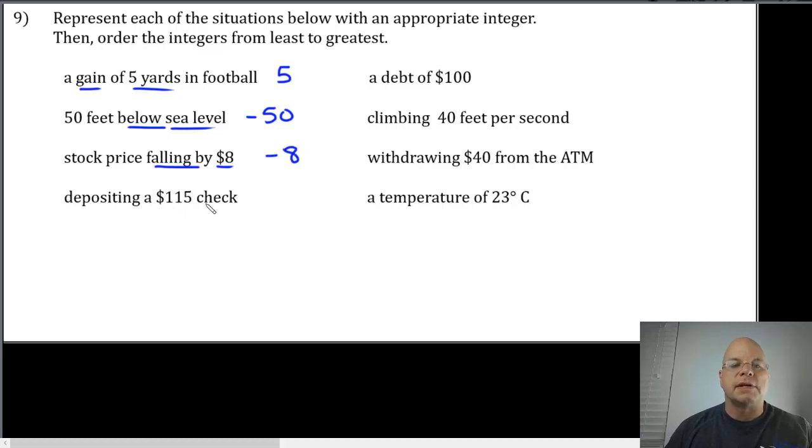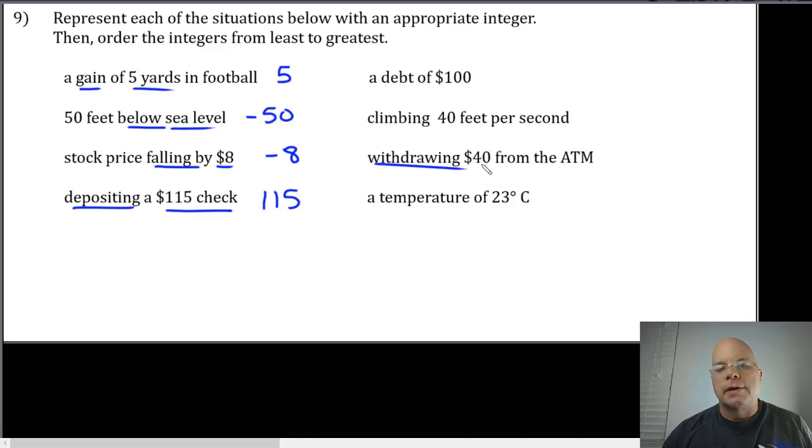Depositing a $115 check. Deposit and withdrawal are the tricky ones, because it seems like if you're taking $115 out of your pocket and putting it into your bank account, it seems like a negative thing, because the money's not in your pocket anymore. But when you're depositing a $115 check into your checking account, you have to think about how it affects your checking account? Your account balance goes up, so a deposit is positive. So this is positive 115.